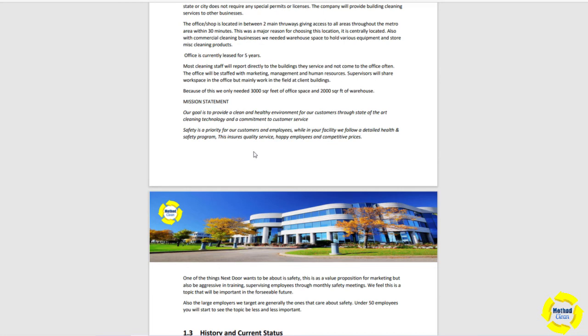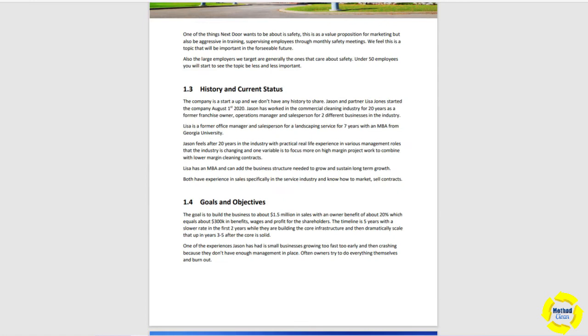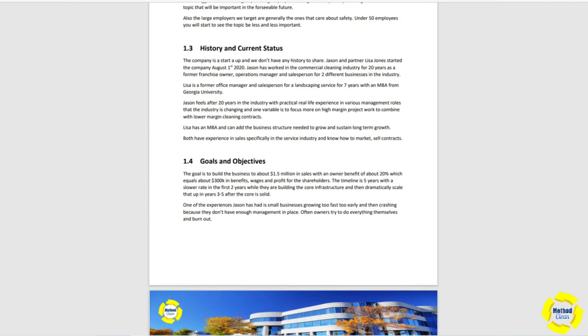So safety, I want to go after larger companies. Safety is more important to them. Smaller employers, they don't. And I'm in the Northeast in New York. We have a lot of manufacturers, distributors, so safety is important to them. So that's part of the reason why I use that as a value proposition. And our main mission statement. From there, we give a brief history. When did we start up?